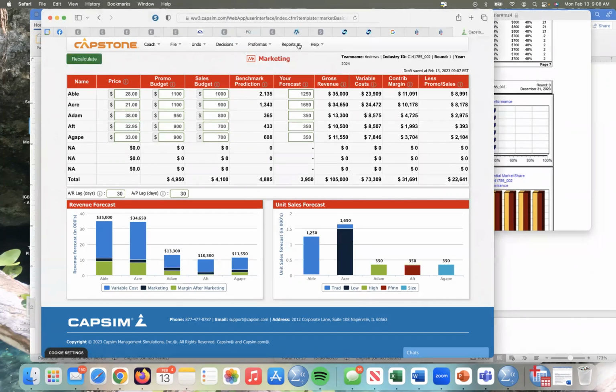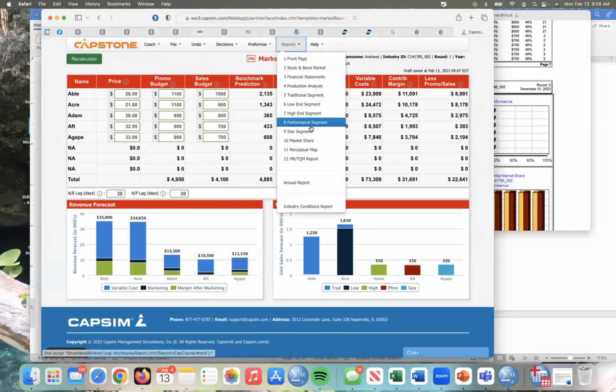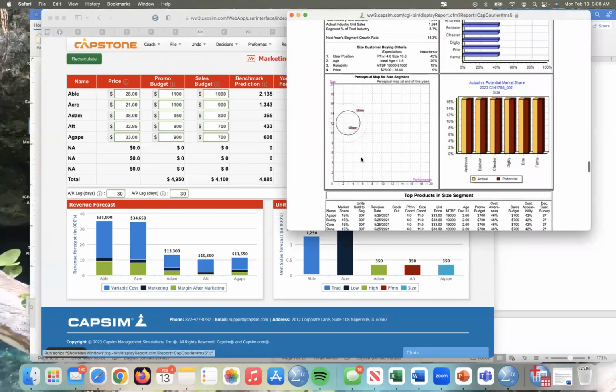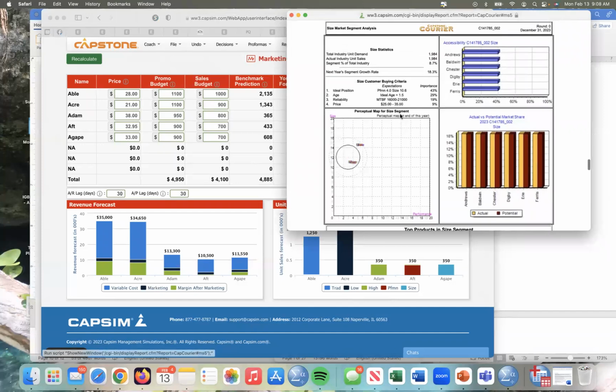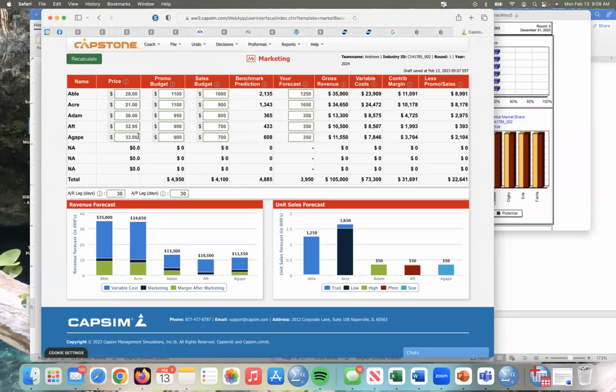And what is it for Agape? For the size, I believe that one's going to be the size. For Agape, it's again 25, but you can see it's number 4 in terms of buying criteria. It's not the top buying criteria. So I'm going to go up just a little bit for Agape and go to 33.45 on that one, maybe even 33.95.